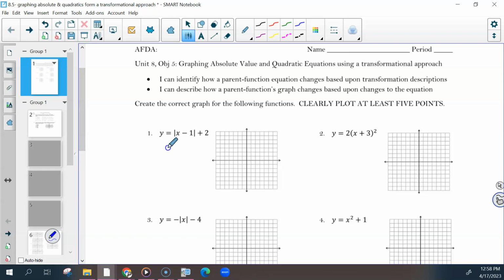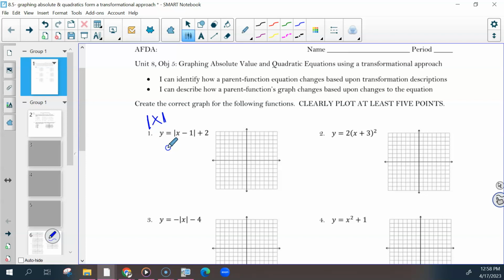So for this first one, we know this is going to be absolute value because it has the bars. That means it's going to be shaped like a V, not a U.